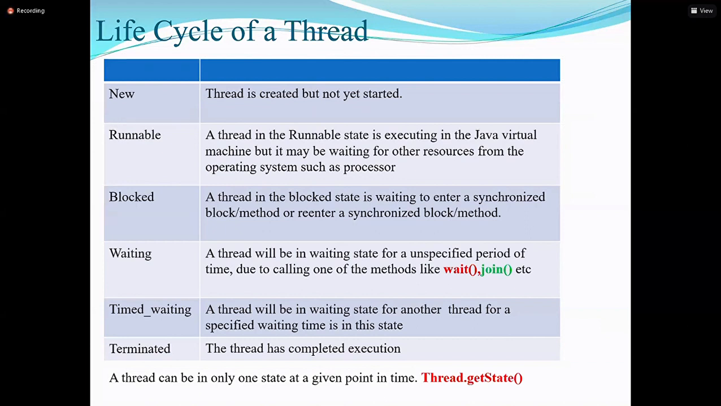Exactly. Running stage. Okay. This is about not pause, Naveen, not pause: new stage, runnable stage, running stage, blocked state, waiting, timed waiting, and terminated. So these are the different thread life cycle stages. As simple as this. Okay.